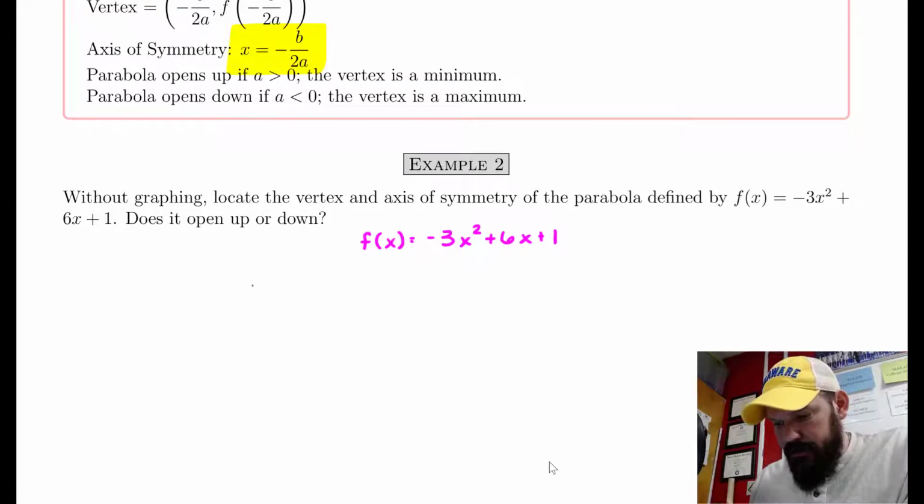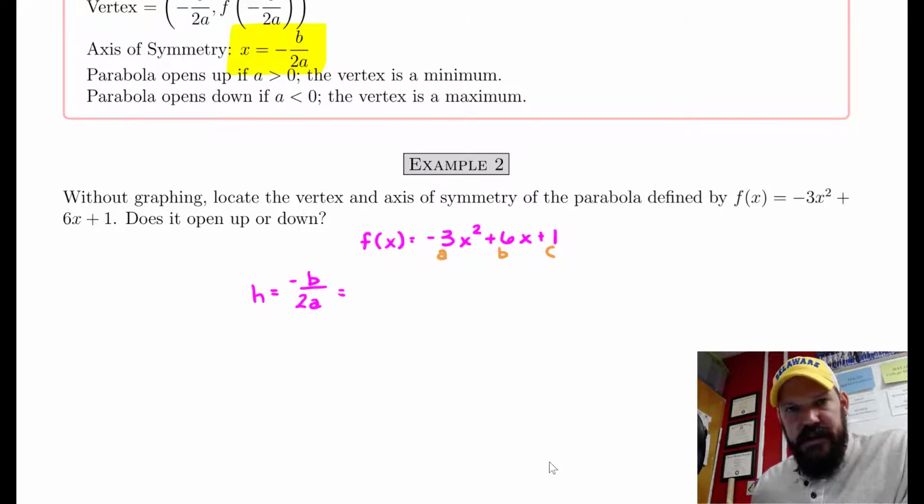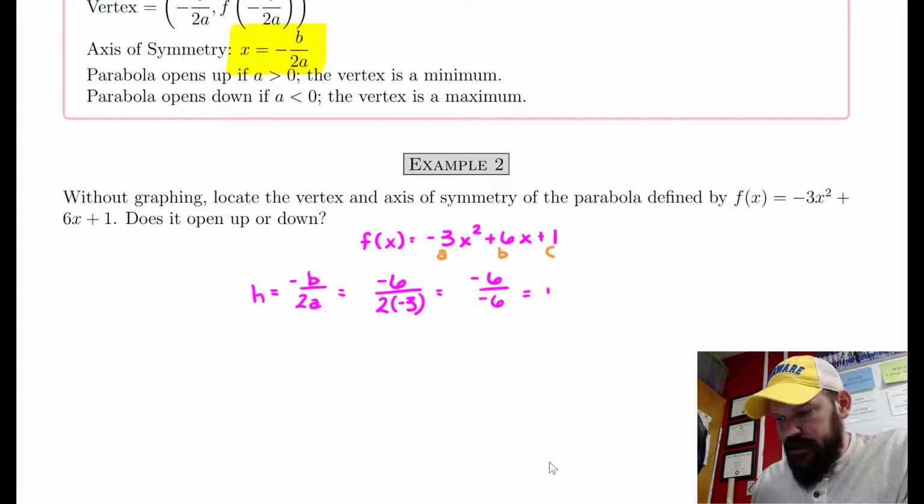To find the x-coordinate of the vertex, it's negative b over 2a. I'm going to label the values on our quadratic. a is negative 3, b is 6, c is positive 1. So let's go back and substitute this in. Negative b will end up being a negative 6 over 2 times a, which is negative 3. I get negative 6 over negative 6, which is 1. So my x-coordinate for this quadratic is positive 1.